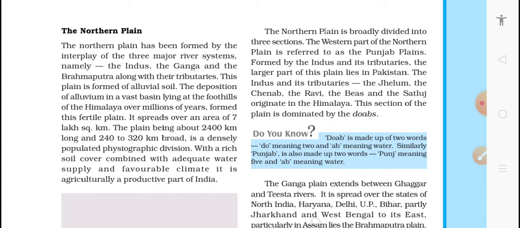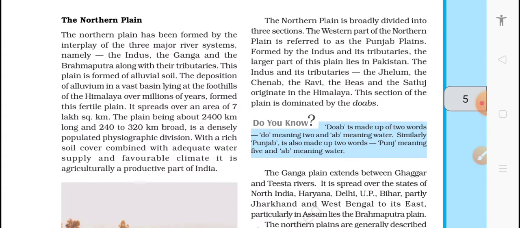The northern plain is broadly divided into three sections. The western part of the northern plain is referred to as the Punjab plain, formed by the Indus and its tributaries. The larger part of this plain lies in Pakistan. The Indus and its tributaries, the Jhelum, the Chenab, the Ravi, the Beas and the Satluj, originate in the Himalayas. This section of the plain is dominated by the doabs. So all these rivers are in the north part of our country.